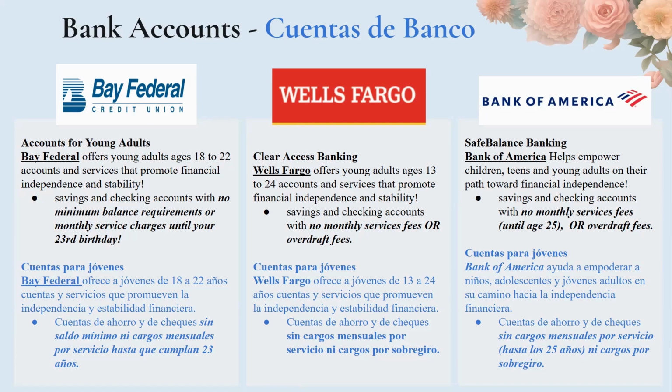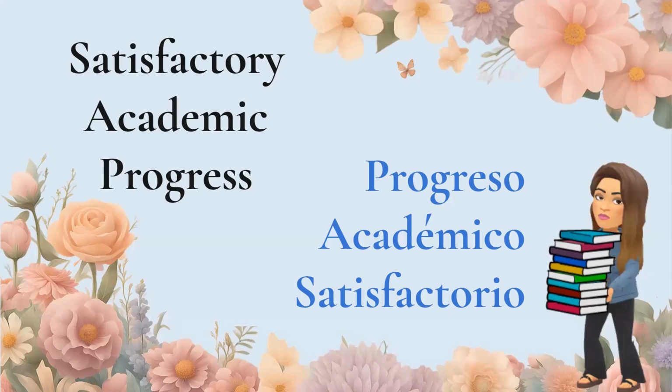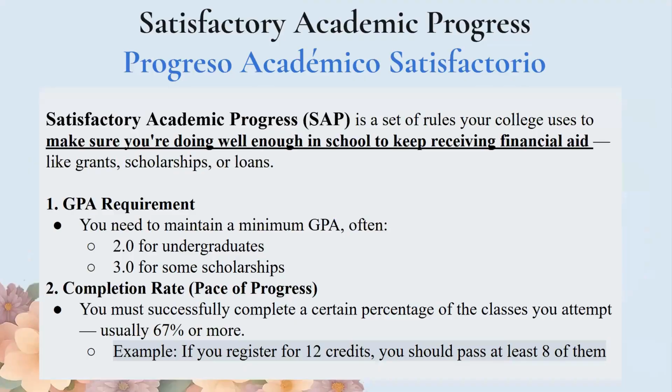So now we are going to talk about satisfactory academic progress. So what is satisfactory academic progress? Satisfactory academic progress, in short SAP, is a set of rules your college uses to make sure you're doing well enough in school to keep receiving financial aid, like grants, scholarships, or loans.